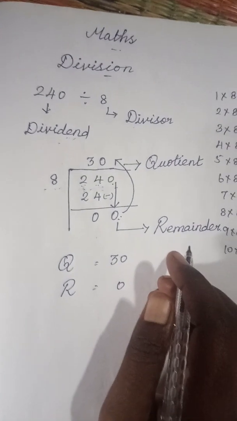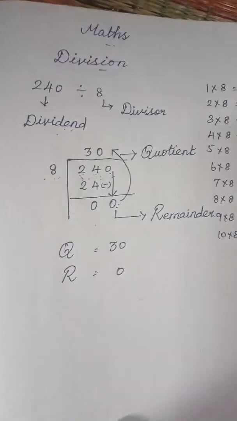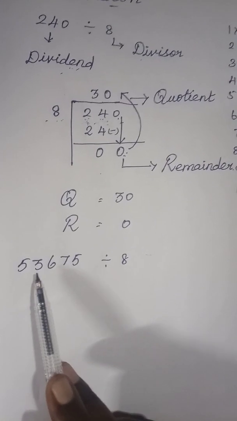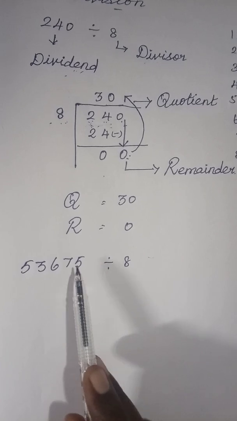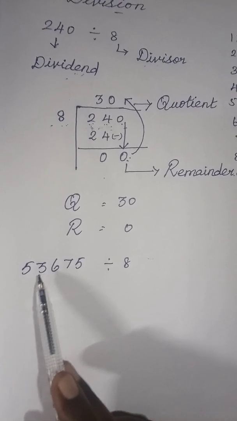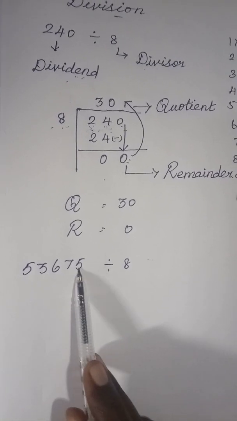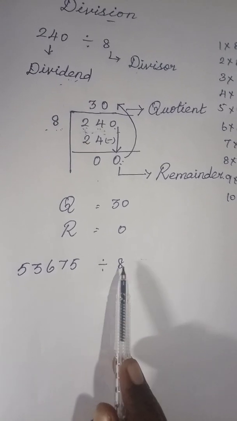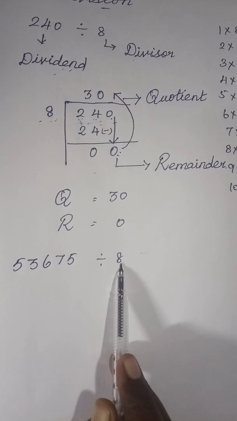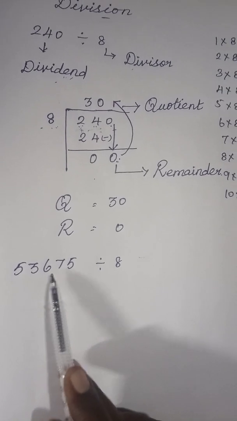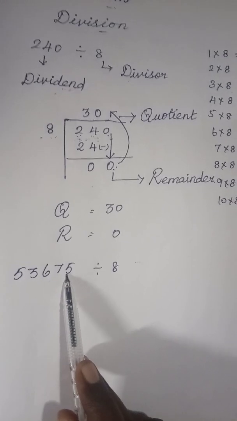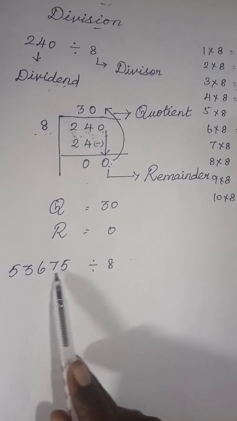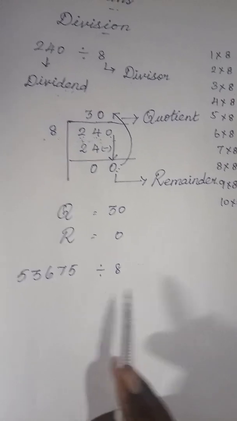Do you understand, my dear students? Yes. Then I go to the next sum. You see here, what number is this? Ones, tens, hundreds, thousands, ten thousands. I'll read this number as 53,675. And the divisor is 8. Here the dividend is 53,675. We have to split this 53,675 into 8 equal parts.